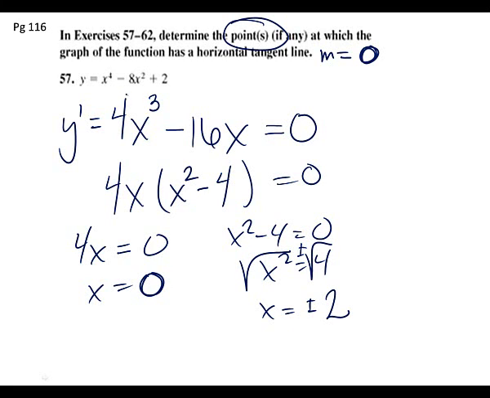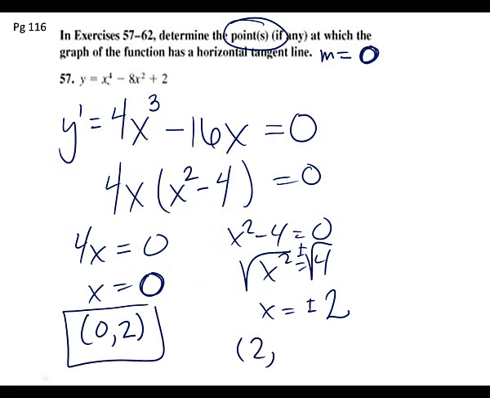Good. So when I put a 0 into here, what do I get out of it? 2. So my point off of this is (0, 2). Okay. I'm going to plug a positive 2 in. See if we can do this without writing it down. So 2 to the 4th is 16, minus, let's see, 2 squared is 4 times negative 8 is 32, plus 2. So negative 16 plus 2 is negative 14.